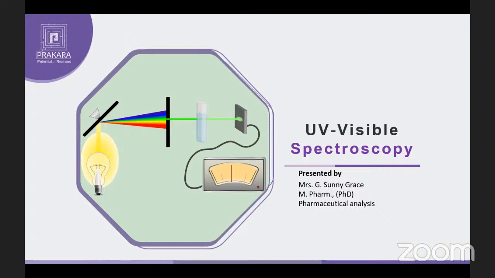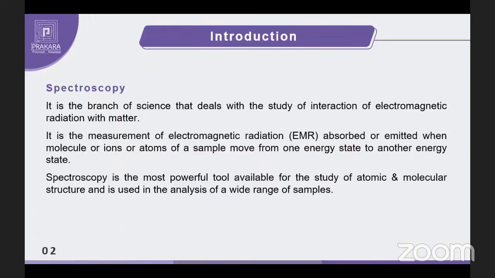Today we are going to discuss the topic UV-Visible Spectroscopy. Let's start with the introduction. So when we see the terms UV spectroscopy, let's understand what spectroscopy is about. It is a branch of science that deals with the interaction of EMR with matter. What is EMR? It's electromagnetic radiation.